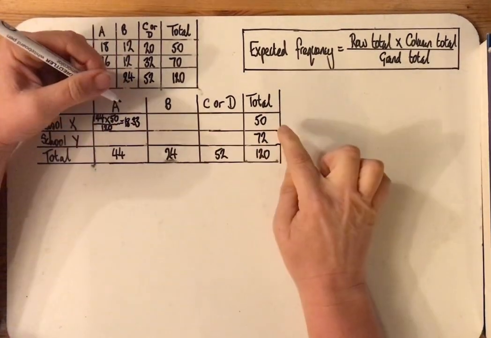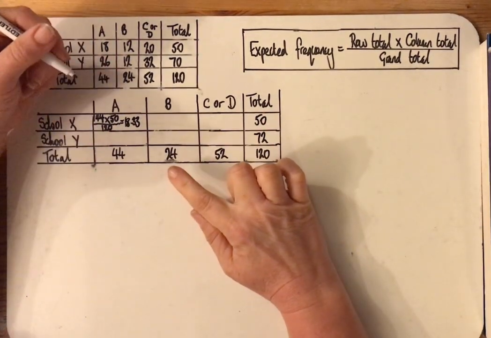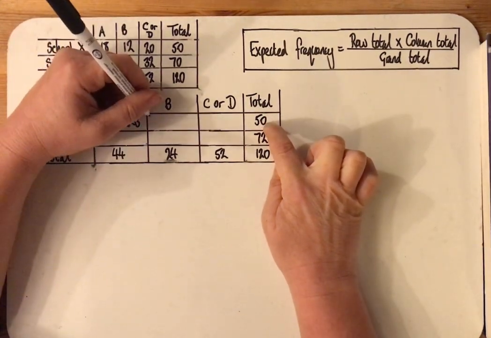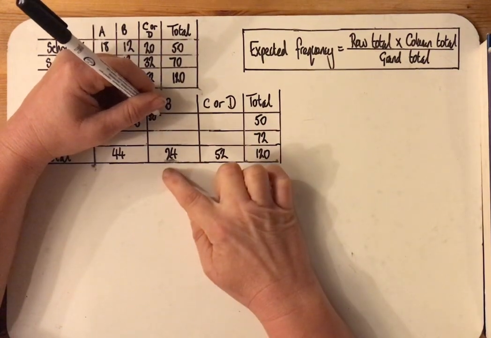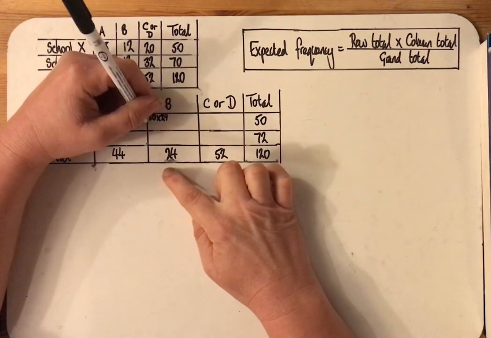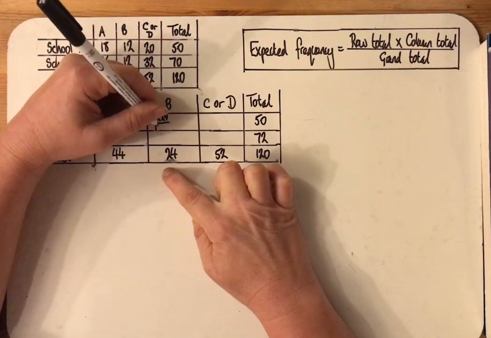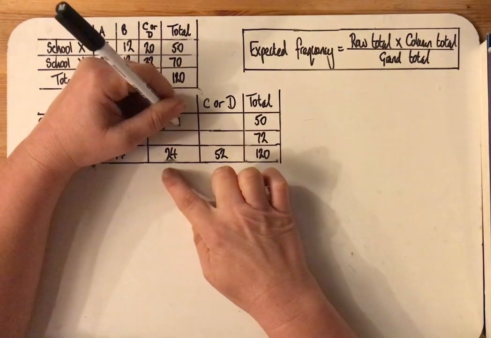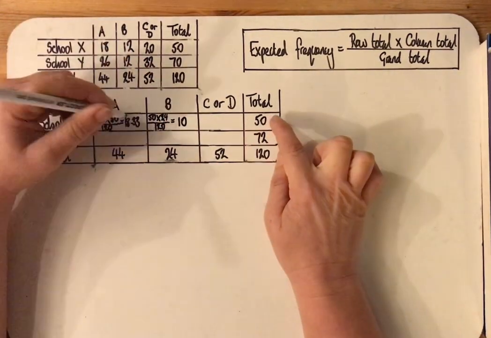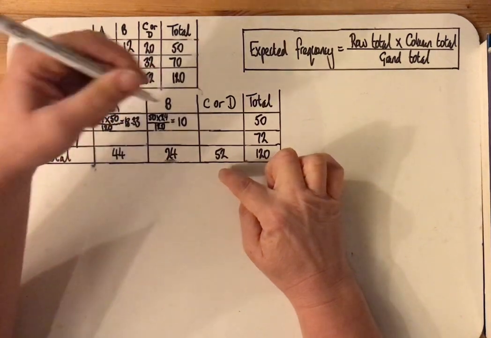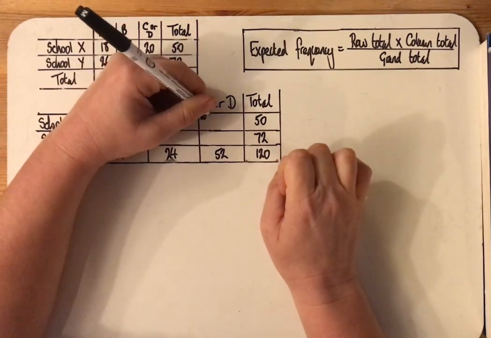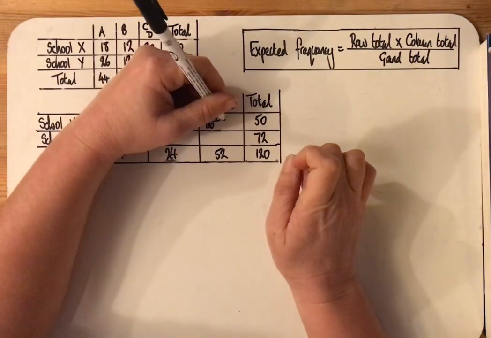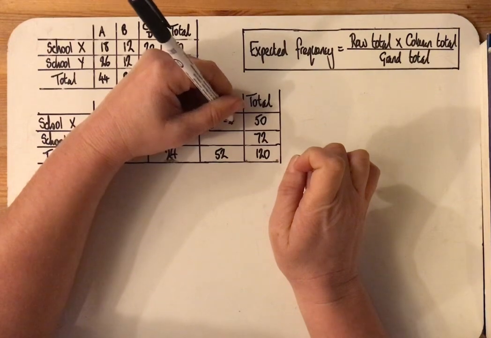So here I'm doing the row total. I think you normally do the rows first, but it doesn't really matter. So 50 times 24 over 120, which gives you 10. And then for this one, it's 50 times 52. And that gives you 21.67.